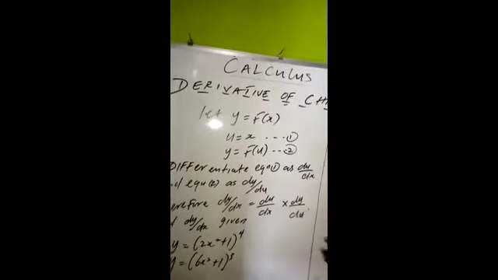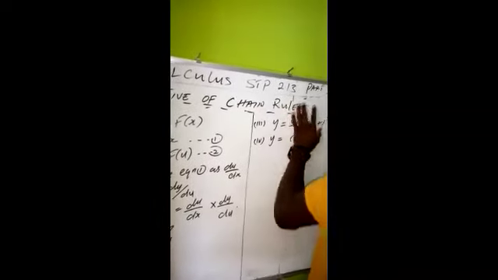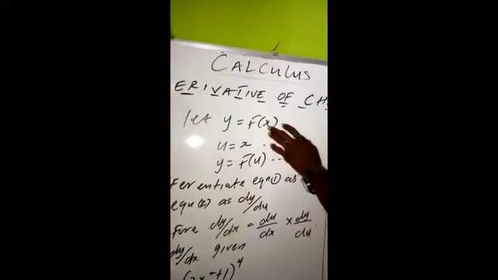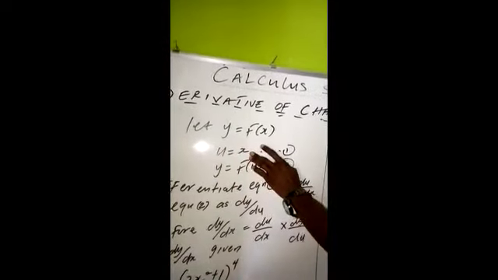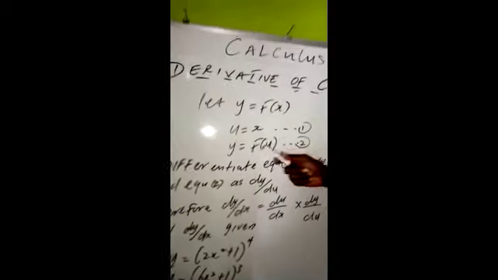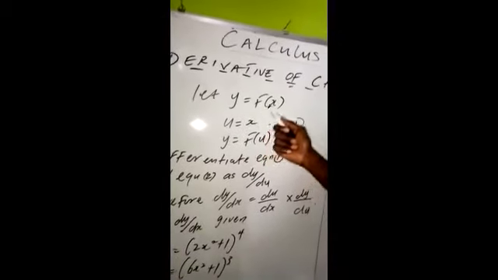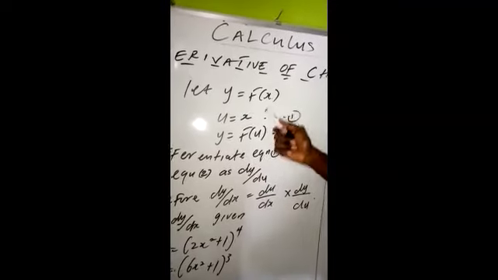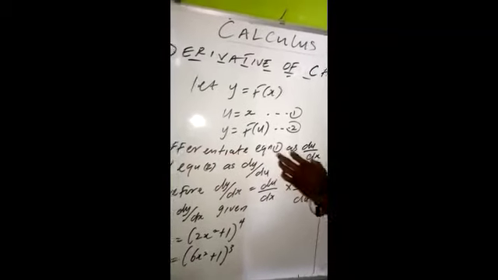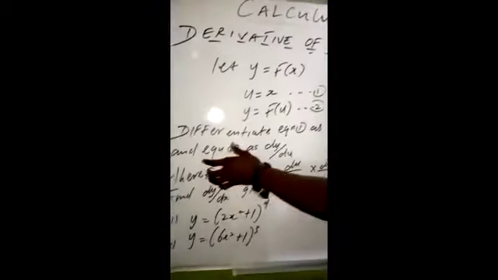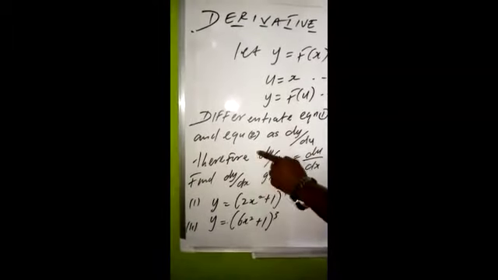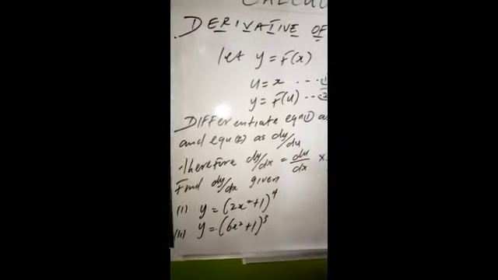Then what we have here is the derivative of chain rule. Let y equals f of u, and u equals g of s. We call it equation 1 and equation 2. So the reason for this u is that wherever I see this expression, I put u. Then differentiating equation 1 as du/ds and equation 2 as dy/du, we are trying to prove the formula. Therefore dy/ds will give us du/ds times dy/du.